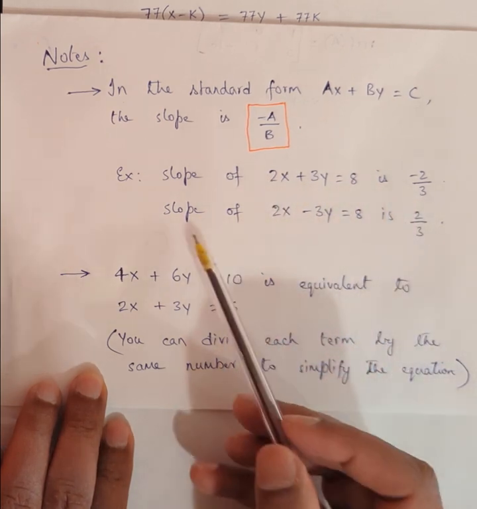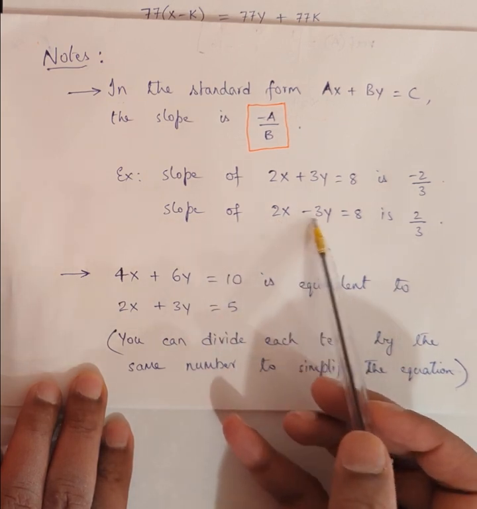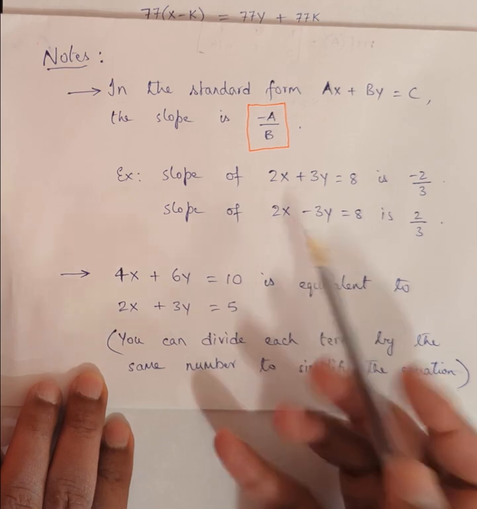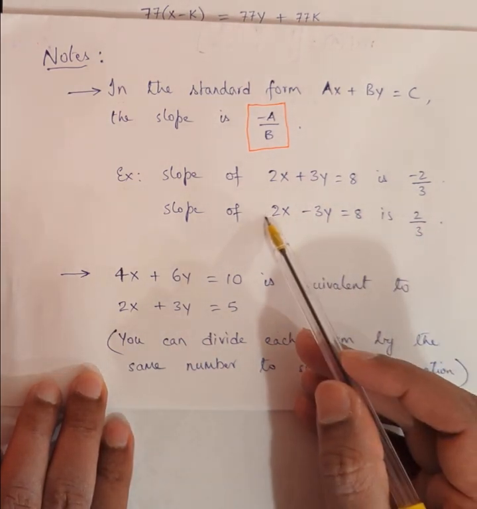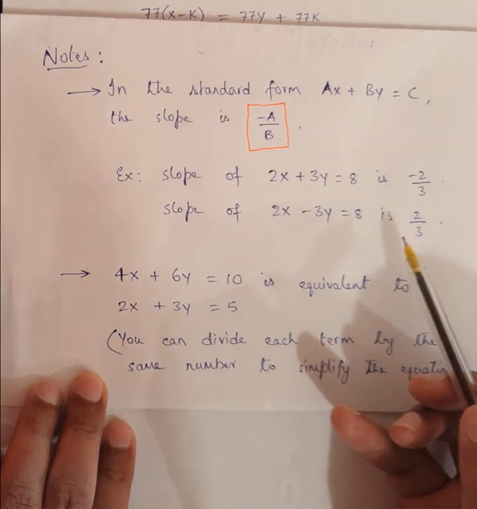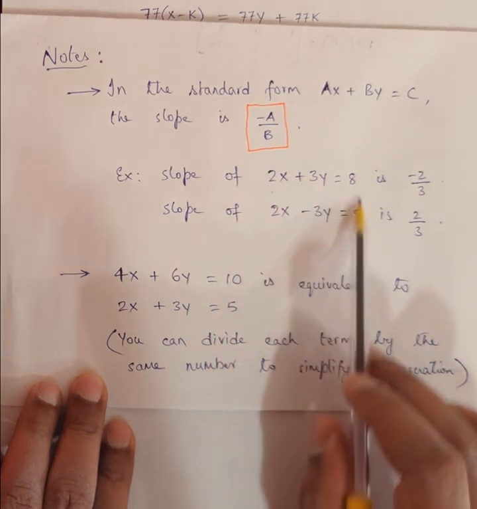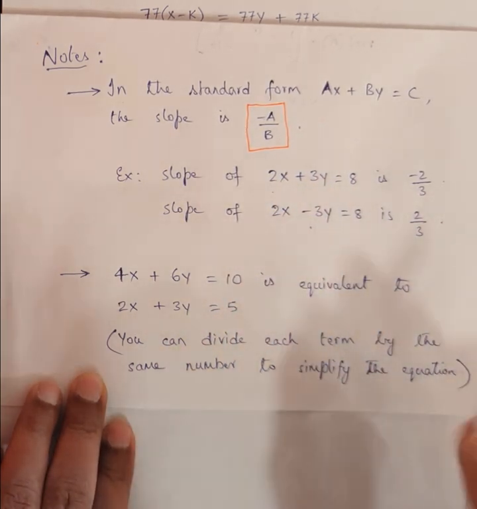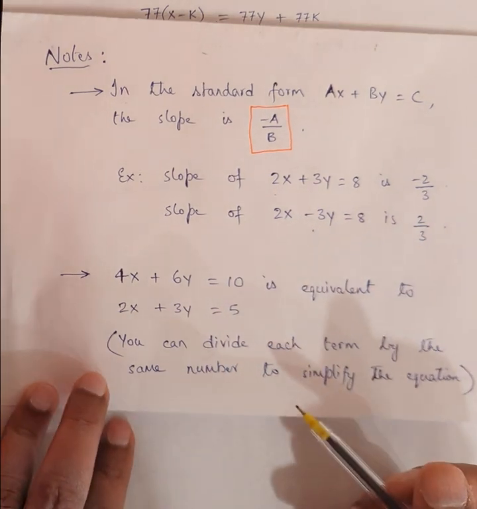over 3. And to find the slope of 2x minus 3y, since they have opposite signs, the slope will be positive 2 over 3. It would be negative 2 over negative 3, which is positive 2 over 3. This makes things really fast for us, because we can simply look at the equation and tell what the slope is. We don't always have to write it in slope-intercept form.